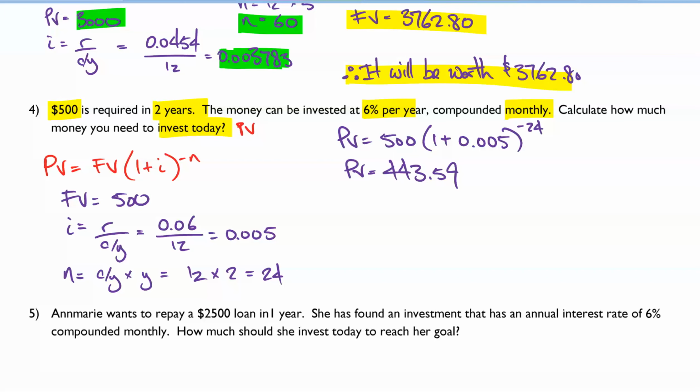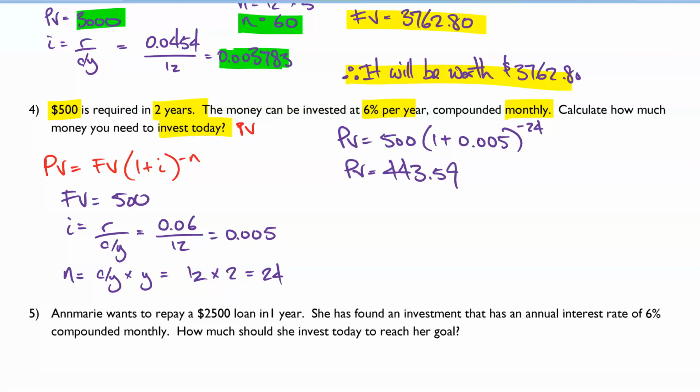So PV is equal to $443.59. Does that make sense? Yes, it is less than what you started with, because what you started with is what you have in the future. You have $500 in the future. You want to invest some money now so that you can have that $500 in the future. There's no way you're going to invest $600 now so that you can have $500 in the future. You want to invest less money. In this case, you invest $443.59.